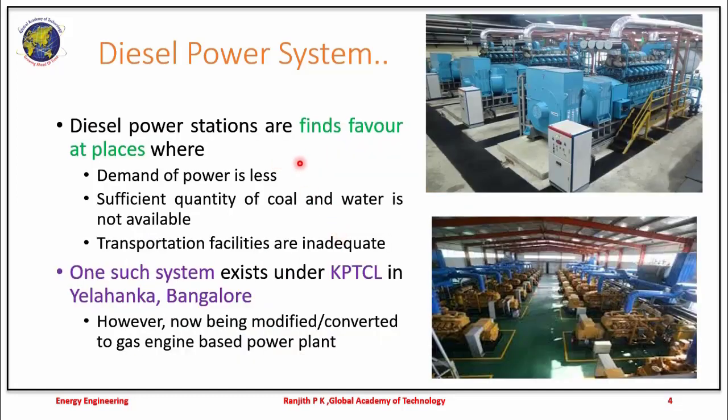The diesel power station finds its favor at places where the demand for power is very low, where a sufficient quantity of coal and water is not available, and where there are inadequate transportation facilities. One such system used to exist under the Karnataka Power Transmission Corporation Limited in Yelahanka, Bangalore. However, it is now being converted into a gas engine based power plant.